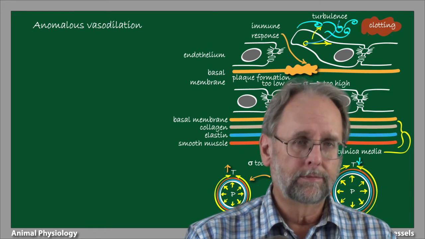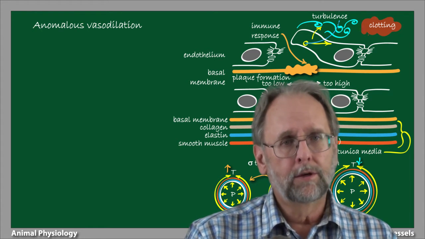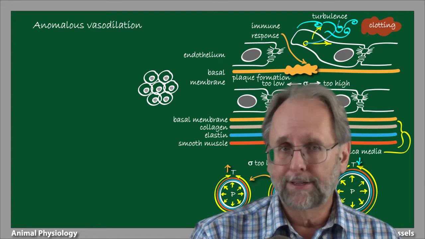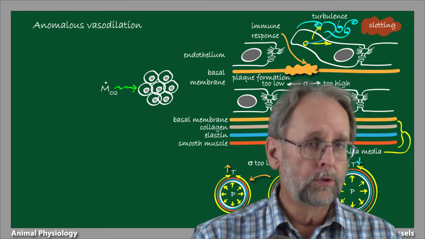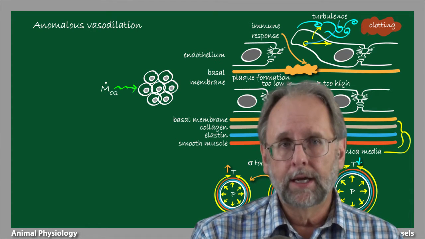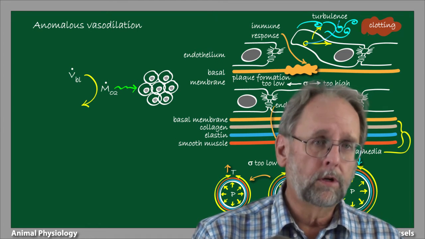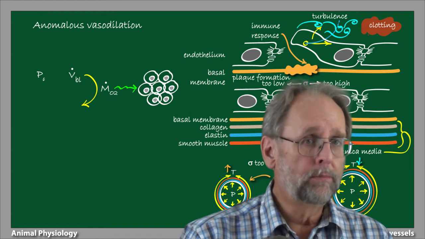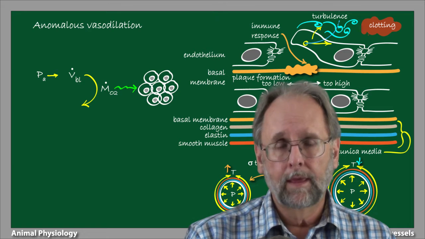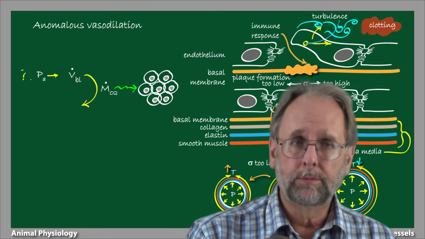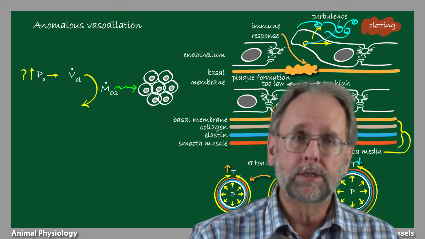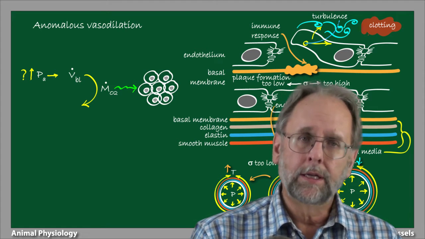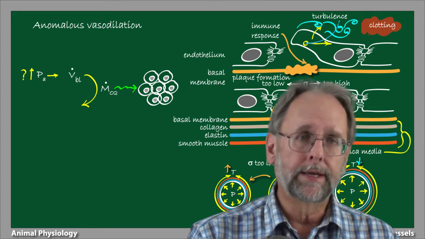Here's their prediction. Imagine that we have a collection of cells that must have oxygen delivered to them at a certain rate, m dot O2. This is supplied by a certain blood volume flow rate, V dot sub BL, driven by an arterial blood pressure, P sub A. What would happen if the arterial pressure, P sub A, was increased experimentally? The expected result will depend upon what we think is being regulated.